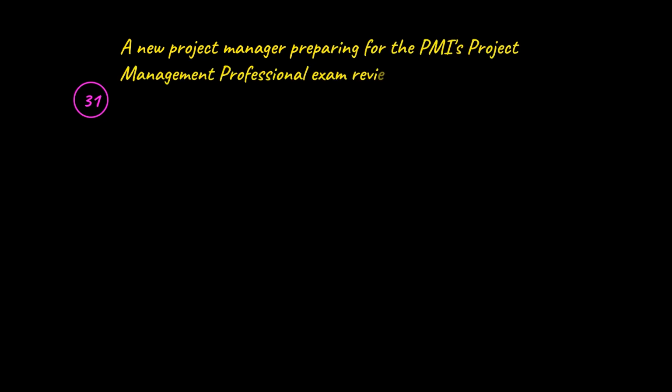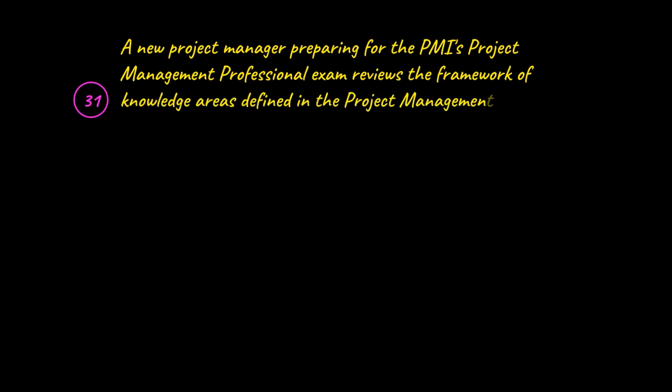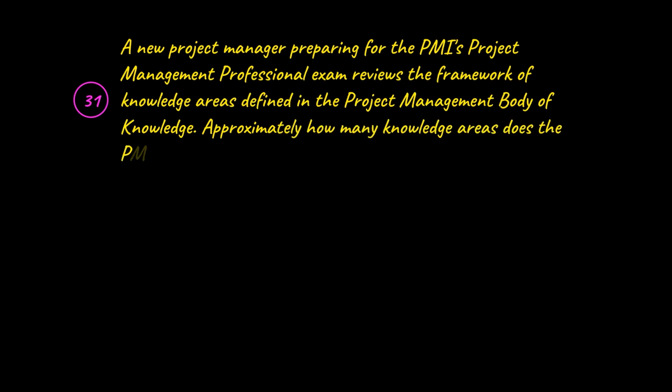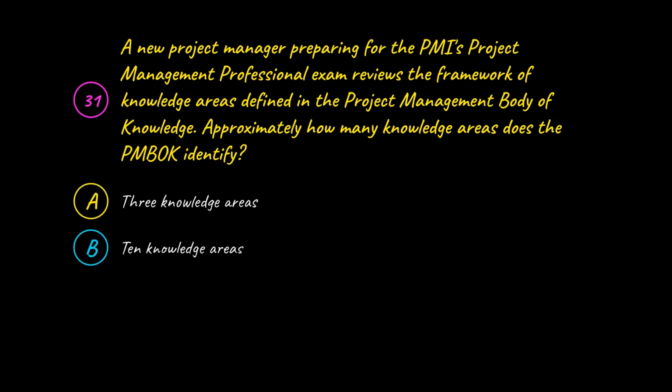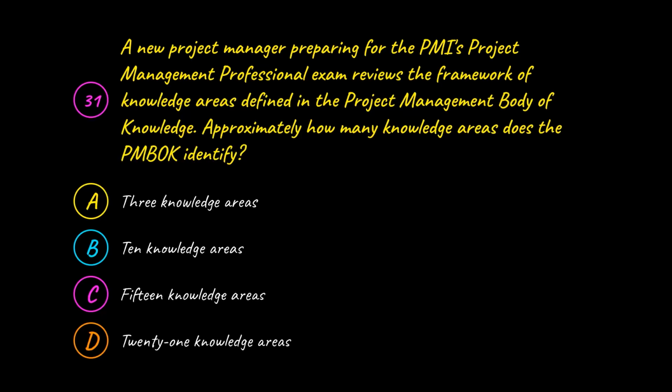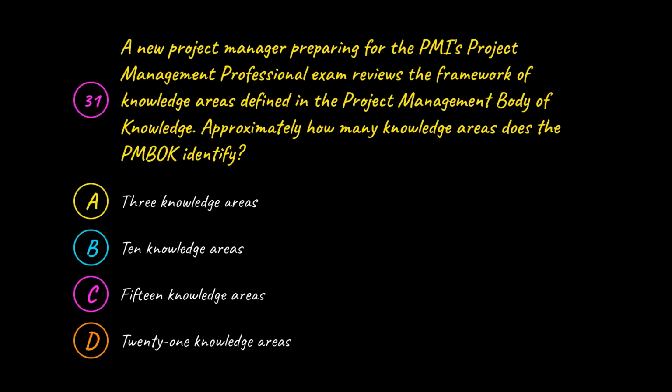Question 31. A new project manager preparing for the PMI's Project Management Professional exam reviews the framework of knowledge areas defined in the Project Management Body of Knowledge. Approximately how many knowledge areas does the PMBOK identify? Your options are A. 3 knowledge areas, B. 10 knowledge areas, C. 15 knowledge areas, D. 21 knowledge areas. Don't overthink it. Which one feels right?